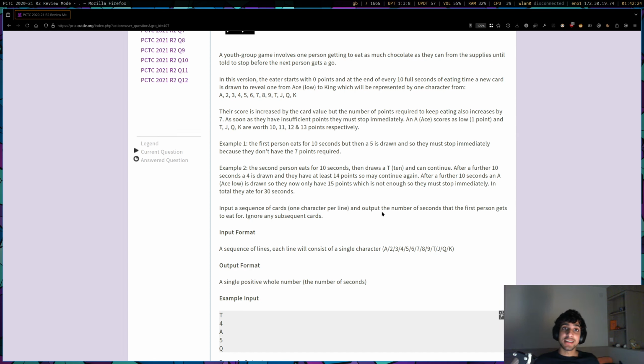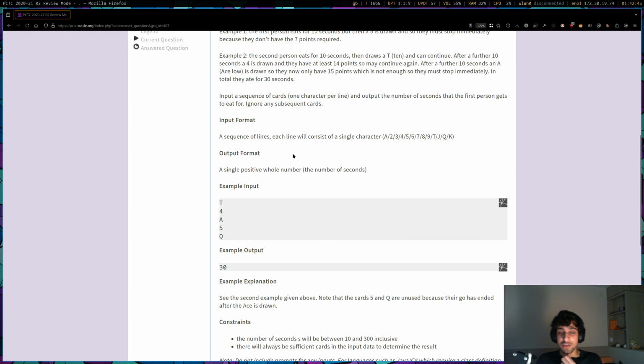The value of the card is going to change their score, or their running total, and their score at every 10 seconds has to meet a certain threshold score for them to continue eating. If it doesn't meet the score, they stop eating and the game ends. Our goal is to take in a series of cards that are being drawn and output the total seconds that this person was eating for.